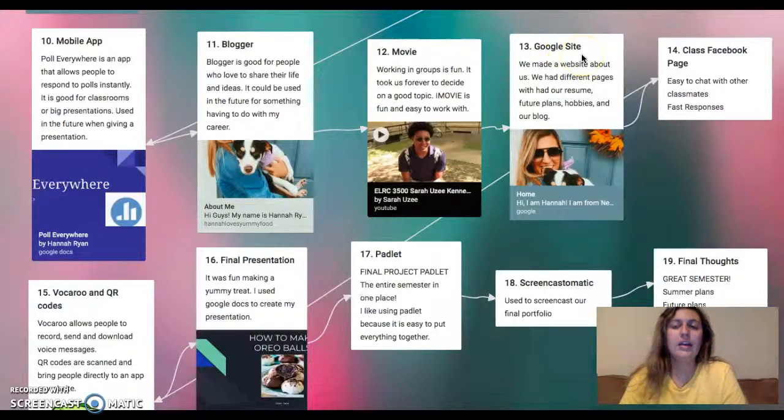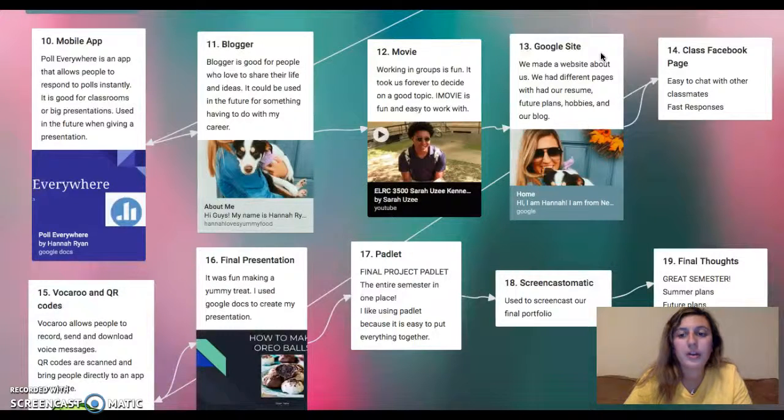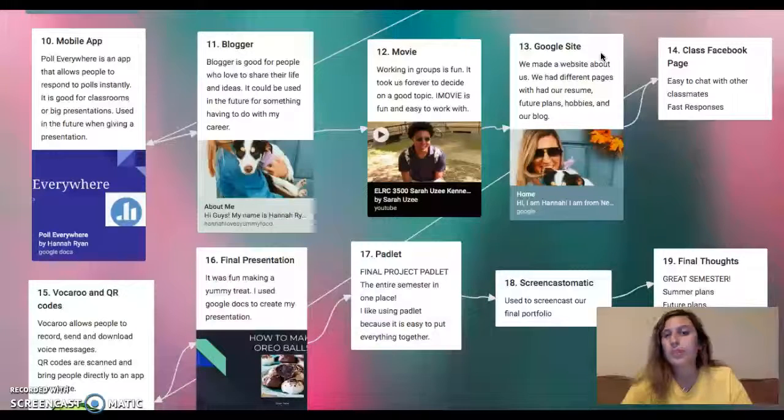Next, we made a website using Google Sites. And our website was all about us, and we had different links and different pages on it. So, for example, one of our pages was about our resume, so it had a link to our resume on it. And then we also put our presentation on All About Us connected to it. And then we also had pages about our future plans, our experiences, our hobbies, and our interests. And we also connected our blog to it.